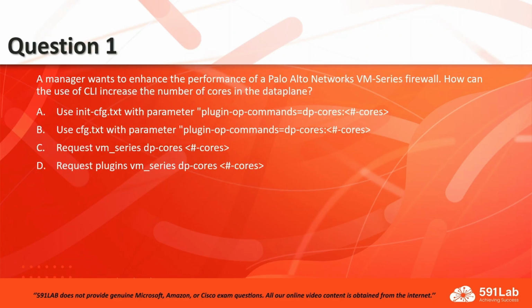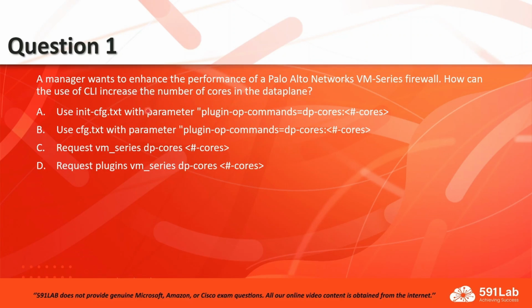Let's discuss question number 1. Question number 1 is as follows. A manager wants to enhance the performance of Palo Alto Networks VM-Series firewall. How can the use of CLI increase the number of cores in the data plane?